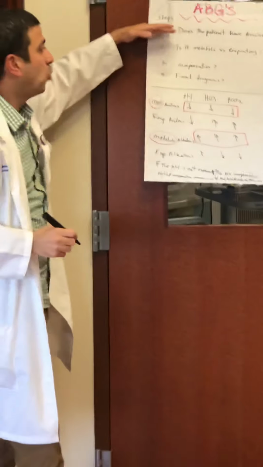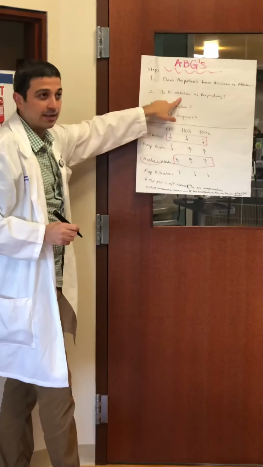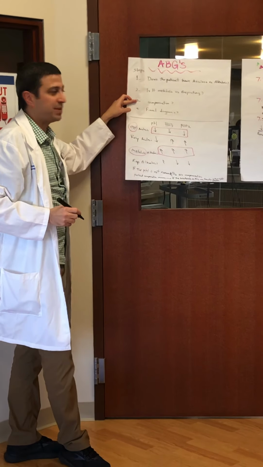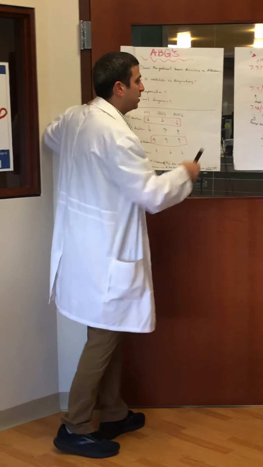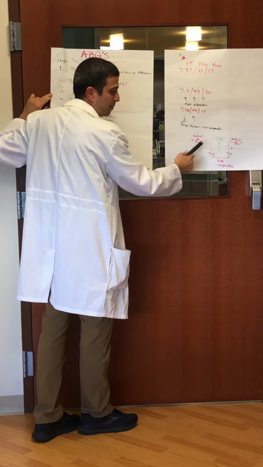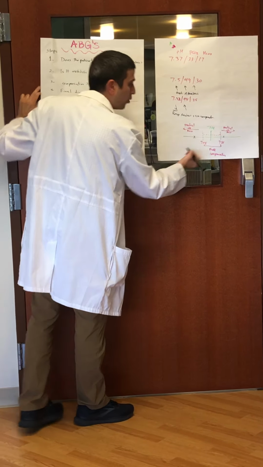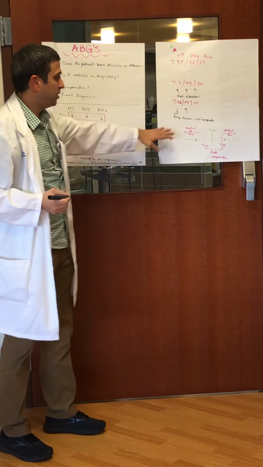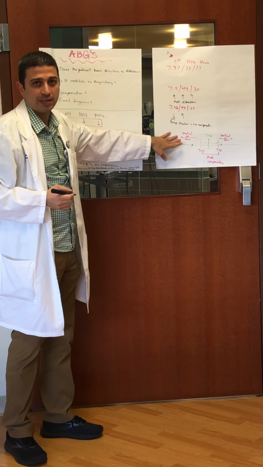So we determined that the patient has alkalosis. We determined it's metabolic, that's the second step. The third step, is it compensated or not? So let's look. The pH is 7.5, way above this, so the patient sits over here. So I'm either dealing with partial or no compensation.